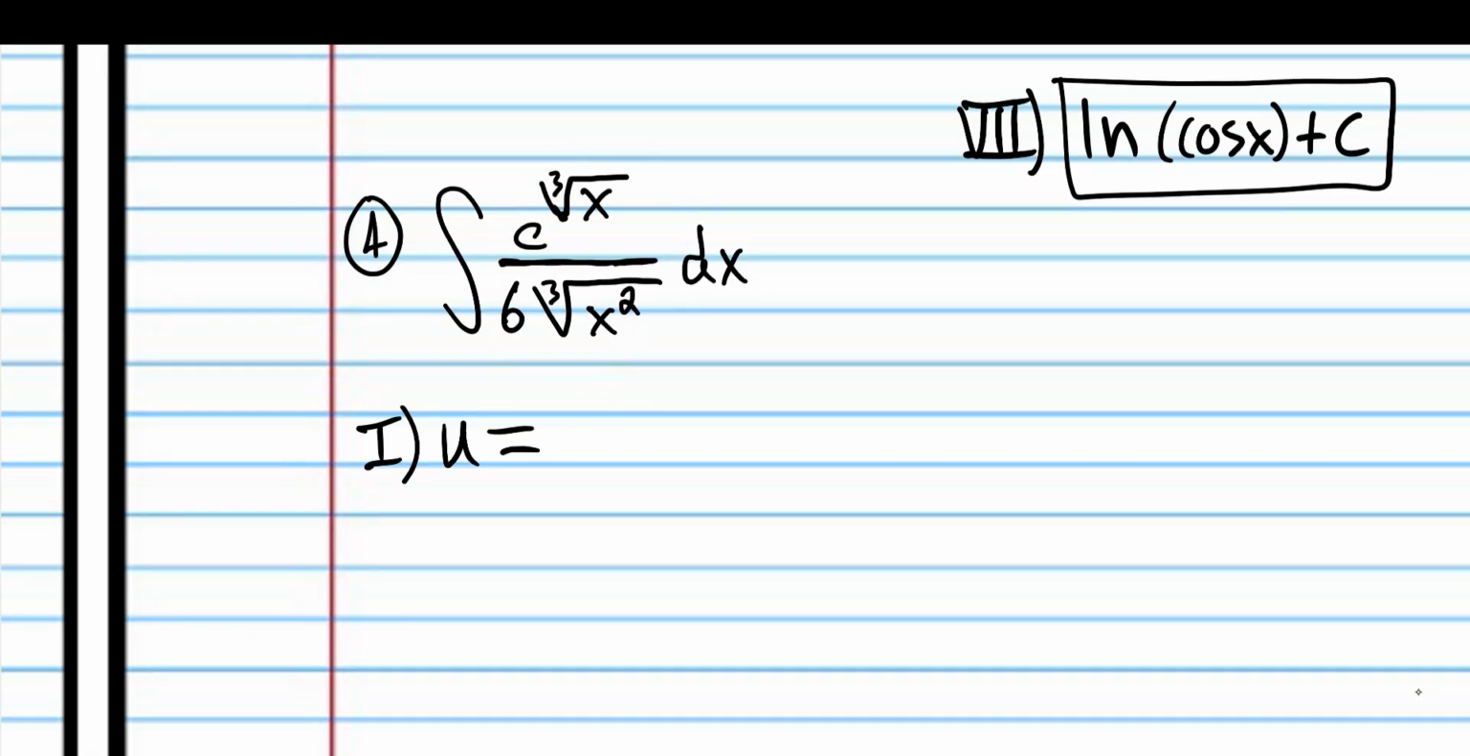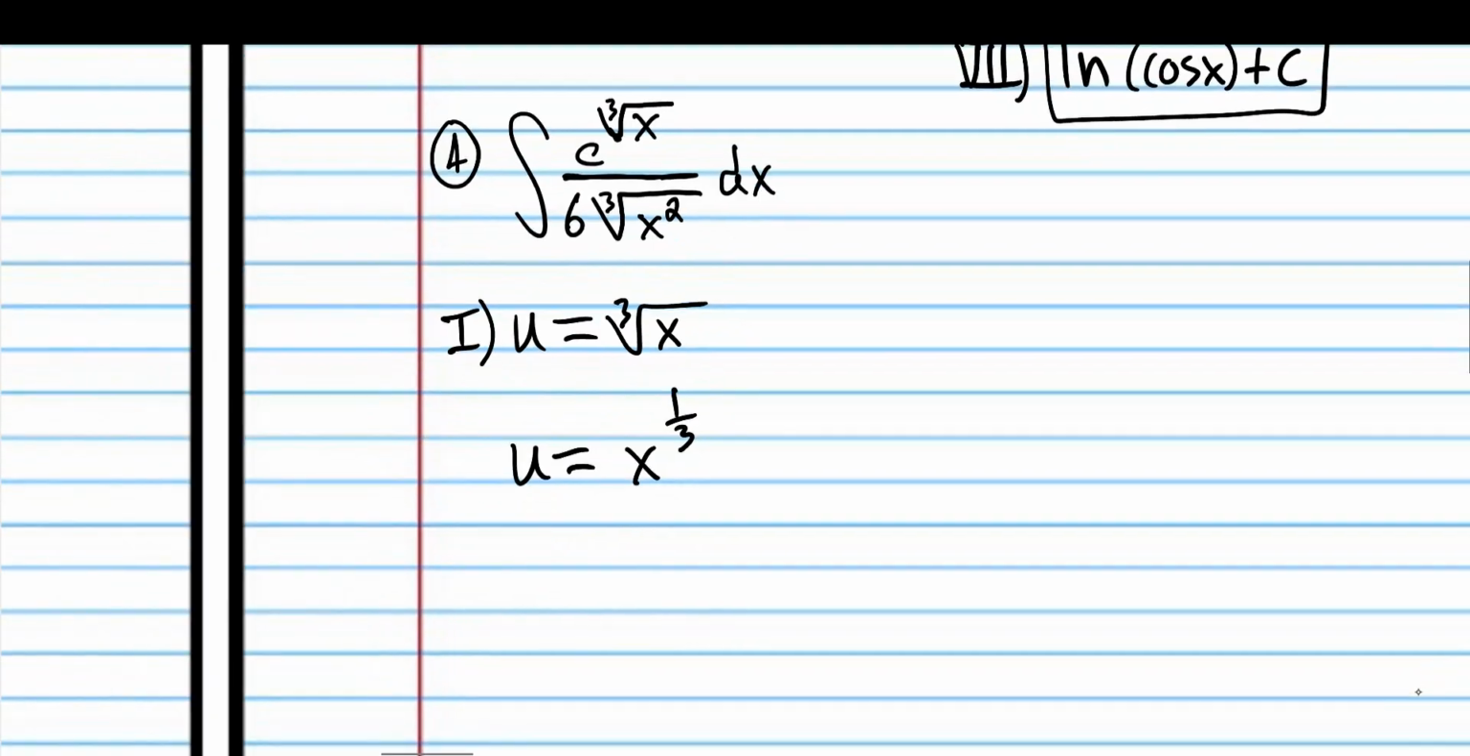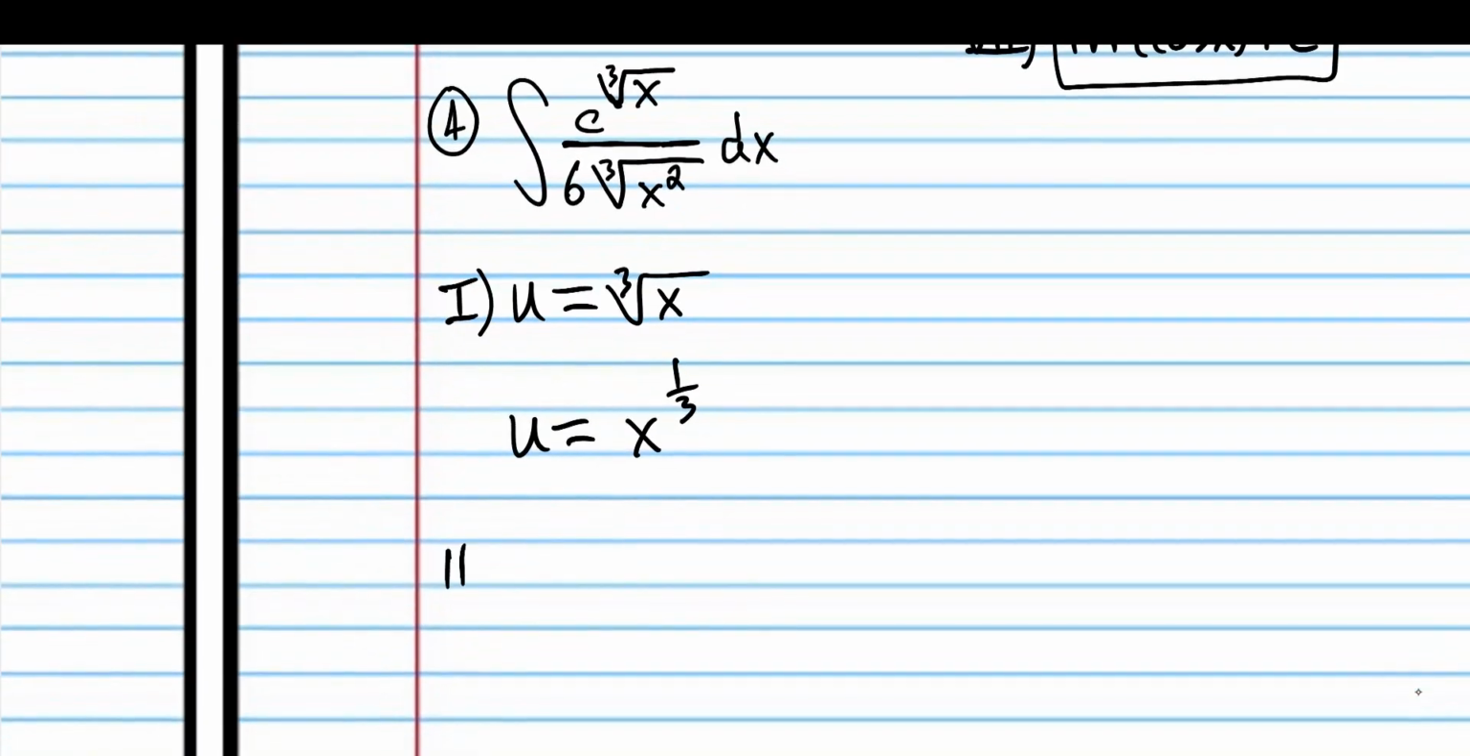We're going to let u be the inside function. That's normally what it's going to be. And before we find the derivative, we're going to need to change to 1/3 power. Now we can find the derivative. We have 1/3 times x to the negative 2/3 using the power rule, and we can't forget to write our ornament.